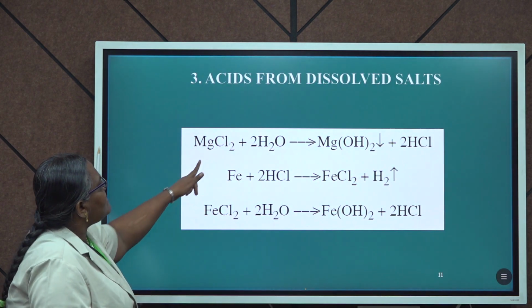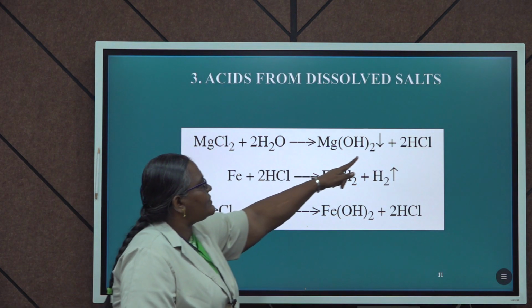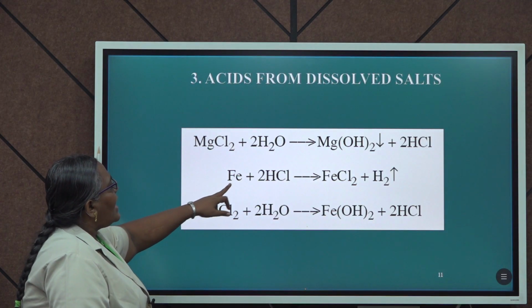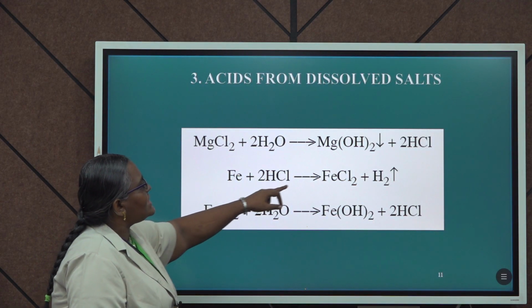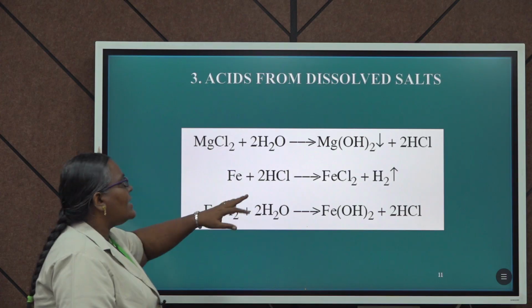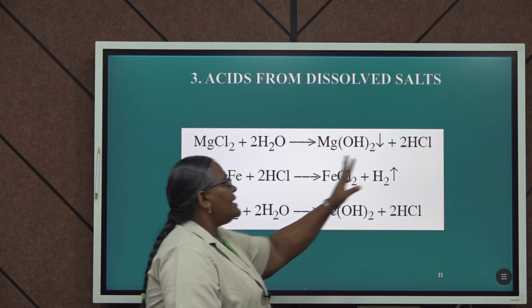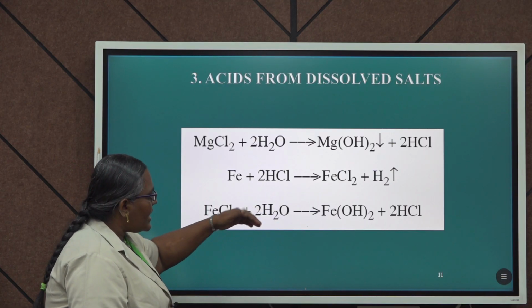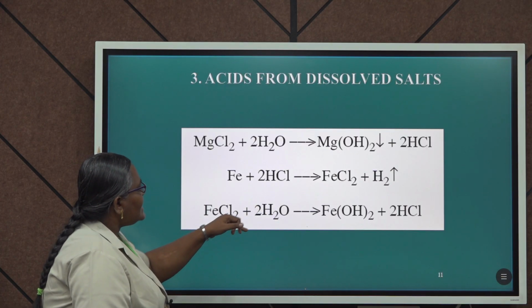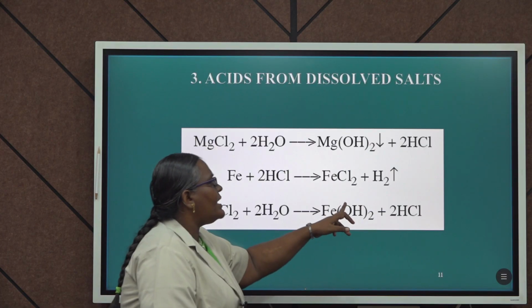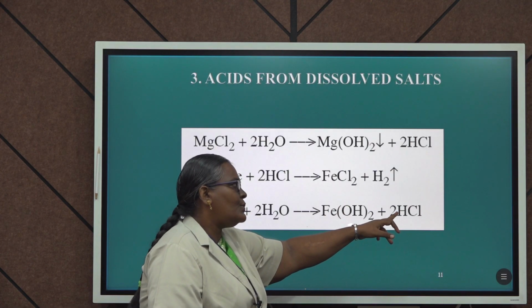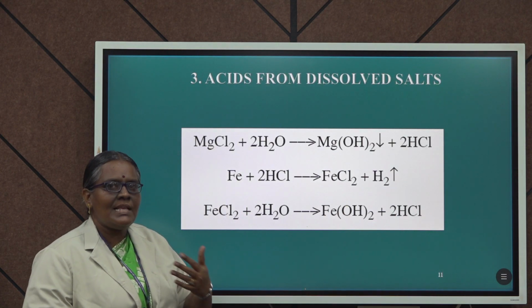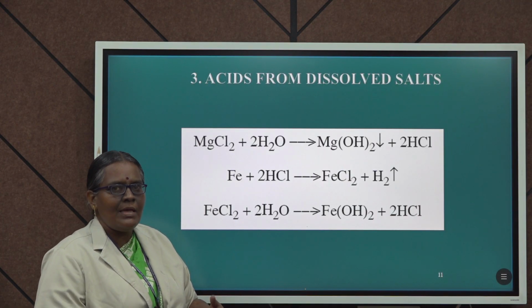For example, MgCl2 plus 2H2O gives Mg(OH)2 plus 2HCl. Otherwise, iron Fe plus 2HCl gives FeCl2 plus hydrogen. This acid formed reacts with the iron of the boiler material, and this reaction continues because FeCl2 further reacts with water to give Fe(OH)2 and 2HCl. So, this HCl is produced continuously in the boiler.